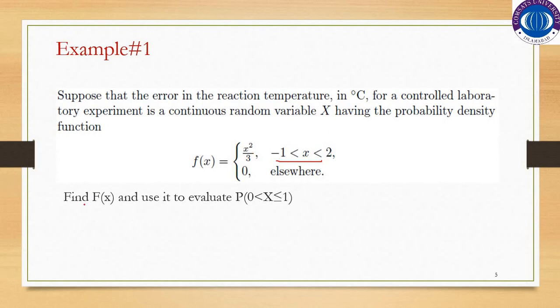Find capital F of x. It means you have to find the cumulative distribution function and use it to evaluate the probability 0 less than x less than or equal to 1.